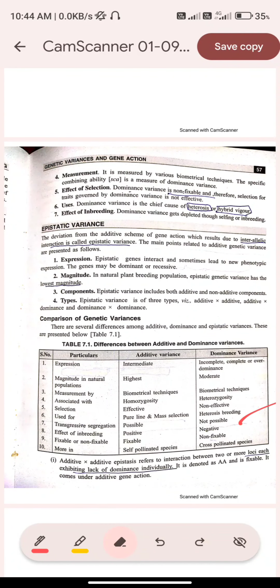Component. Epistatic variance includes both additive and non-additive components. We will see the types of epistatic variance. It includes additive into additive, additive into dominance, and dominance into dominance. These are the three types of epistatic variance that are included.